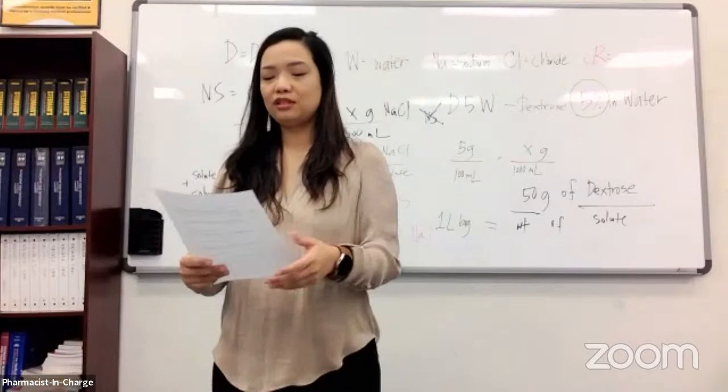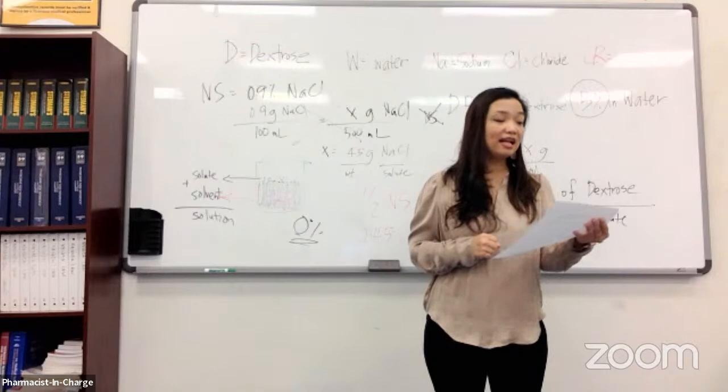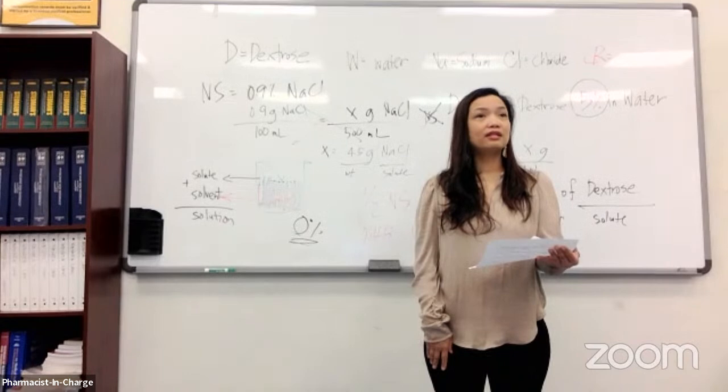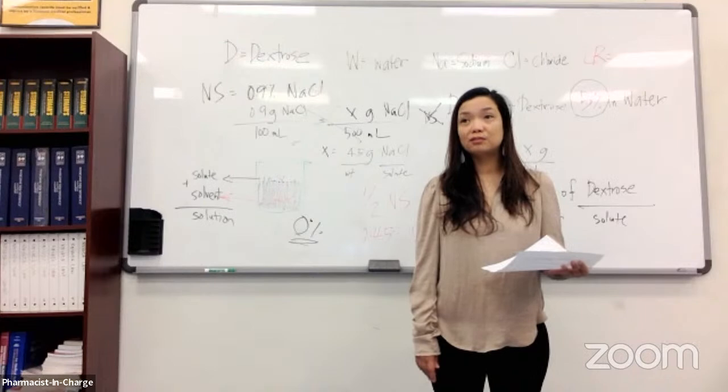How many grams of sodium chloride are in a 500 ml bag of NS? Number one, Karen. 4.5 grams of NaCl. Very good. Who got this one? Hands up. Okay, number two, Valentina. 9 grams of NaCl. Correct. Okay, I don't think I'm picking on freshmen, huh? Yes, I'm picking on you.